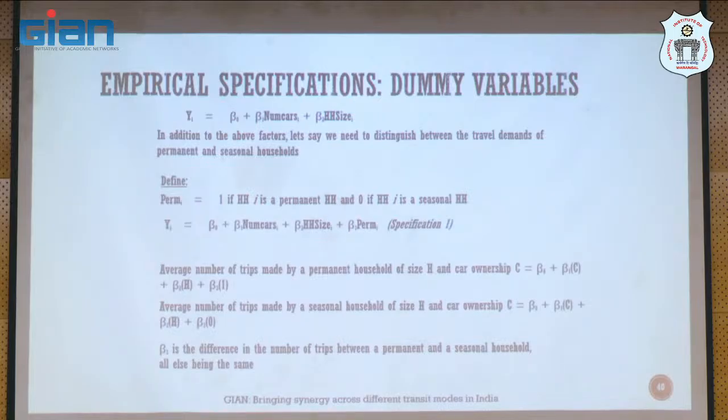What does beta 3 represent? How would you interpret beta 3? The household is either permanent or not, there are only two levels, it's either 1 or 0. So if it is a permanent household, beta 3.